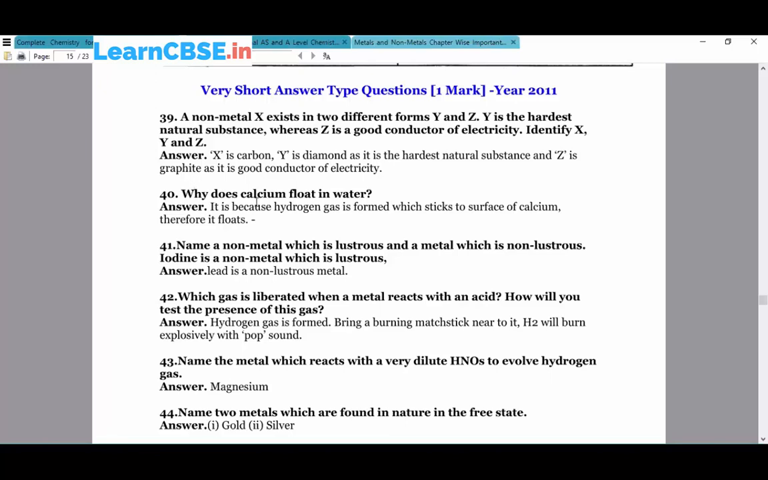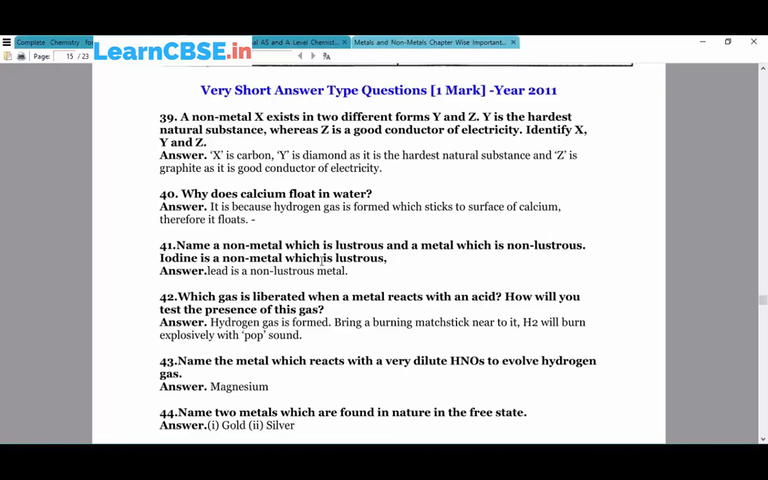So why does calcium float in water? It is because hydrogen gas is formed and sticks to the calcium, so therefore it floats. When calcium reacts with water, it liberates hydrogen gas.